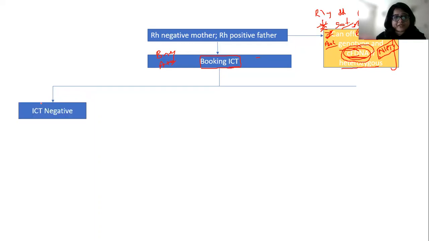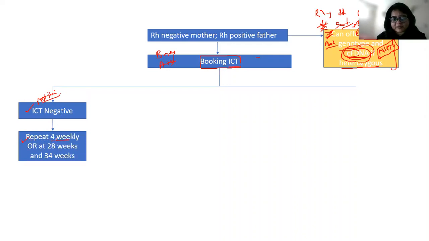What will you do in the OPD? There are two scenarios. The ICT is negative, which means she is not isoimmunized. She doesn't have antibodies against the D antigen. So what will you do? You will repeat the ICT 4 weekly, every month. Or if you don't do it every month, at least at 28 weeks and at 34 weeks. Why 28 weeks? Because we give prophylactic anti-D at 28 weeks and we repeat at 34 weeks.